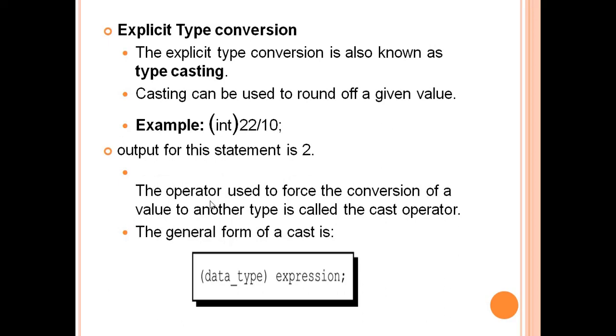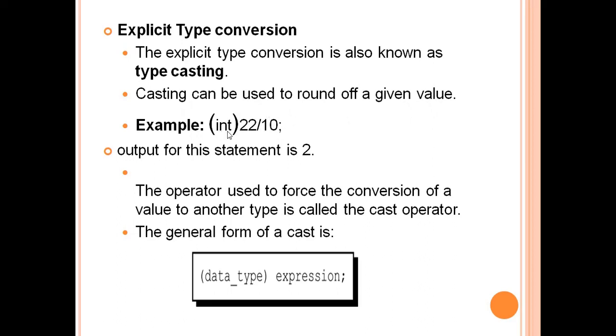And next we discuss explicit type conversion. This explicit type conversion is also called type casting. Casting can be used to round off a given value. So here what we do is we round the value. Casting is used to round a value.